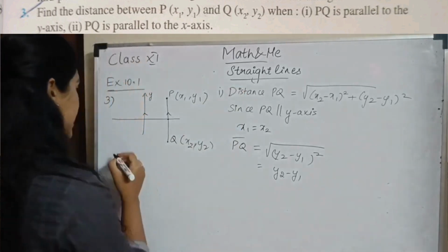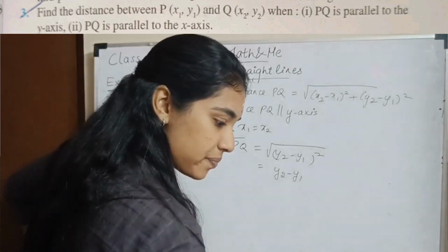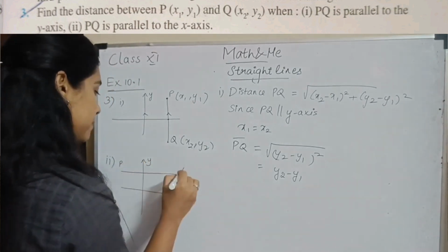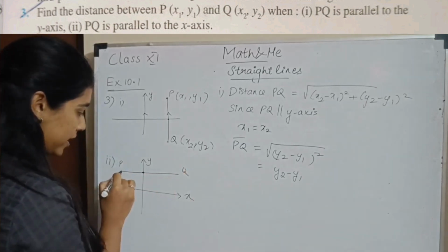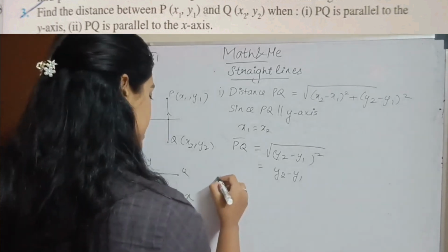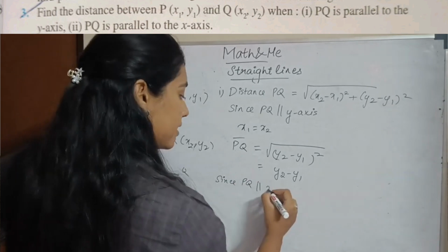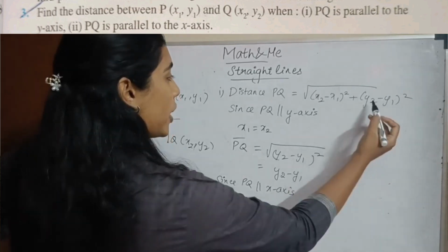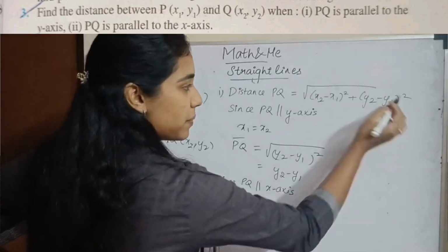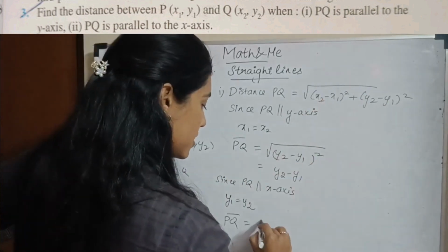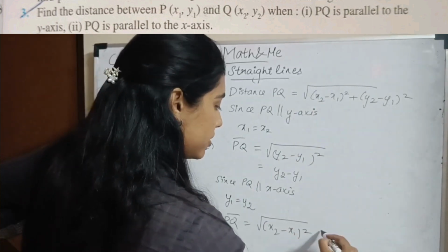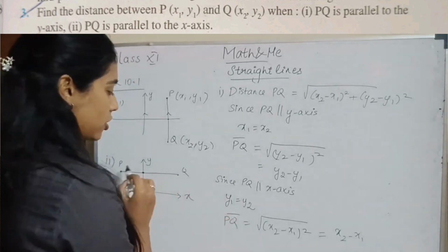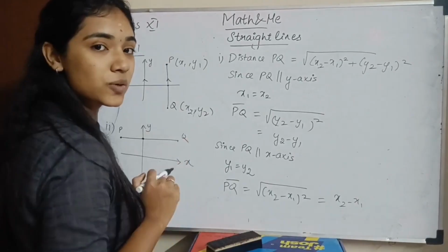So this is the first subsection. In the second subsection, we have PQ parallel to the x-axis. So this is the y-axis and this is the x-axis. When PQ is parallel to the x-axis, we have the same y coordinate and only the x coordinates differ. So since PQ is parallel to the x-axis, we have y1 equals y2. So what does your distance become? Since y2 and y1 are equal, they cancel and this term becomes 0. You have the other term, x2 minus x1 the whole square. When you take the square root, you have x2 minus x1. So when the line is parallel to the x-axis, the distance between the two points is just the difference between the two x coordinates. Okay.